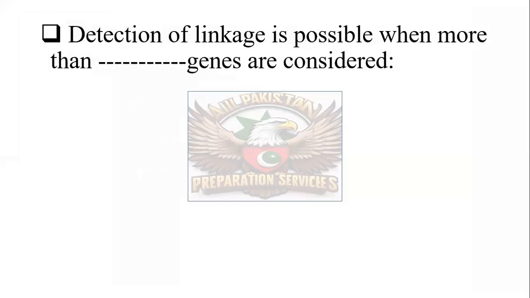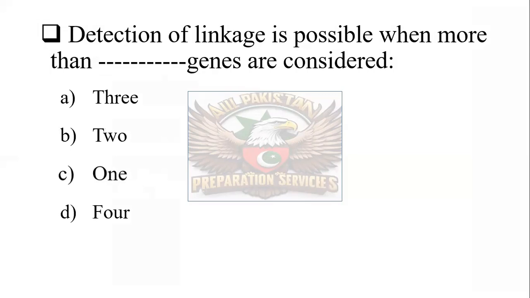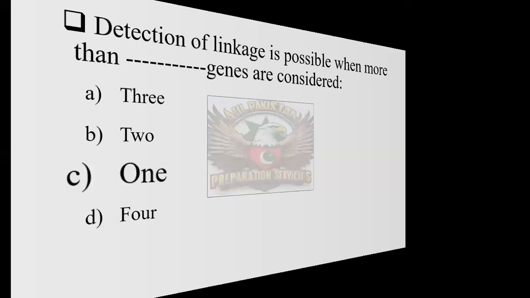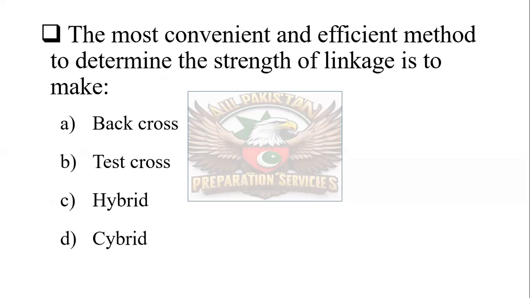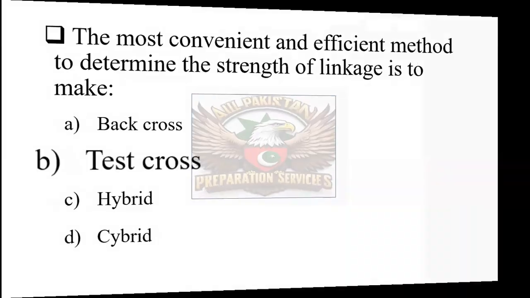Next question, the detection of linkage is possible when more than dash genes are considered: 3, 2, 1, or 4? The correct one is 1. Detection of linkage is possible when more than 1 gene is considered. Our next question is, the most convenient and efficient method to determine the strength of linkage is to make a backcross, test cross, hybrid, or cybrid? The correct one is test cross. The most convenient and efficient method to determine the strength of linkage is to make a test cross.